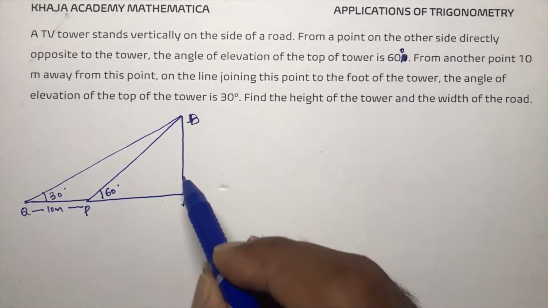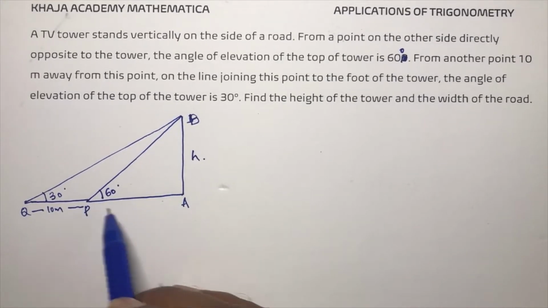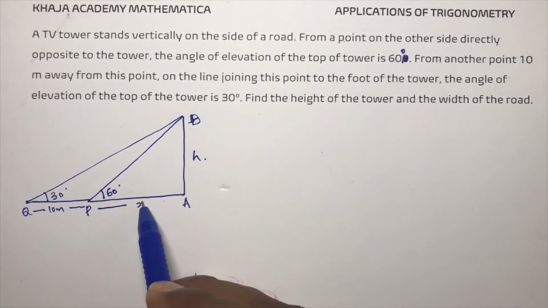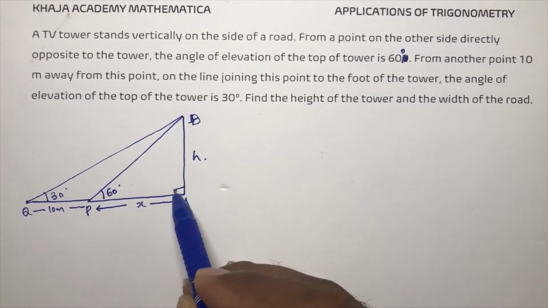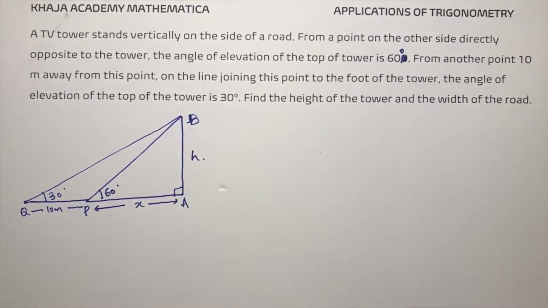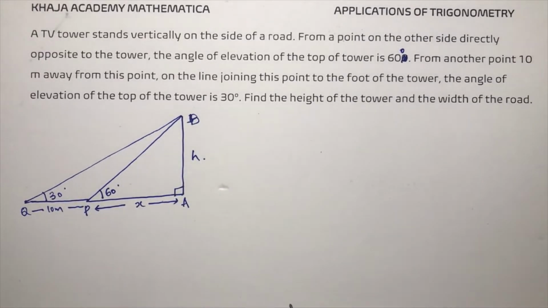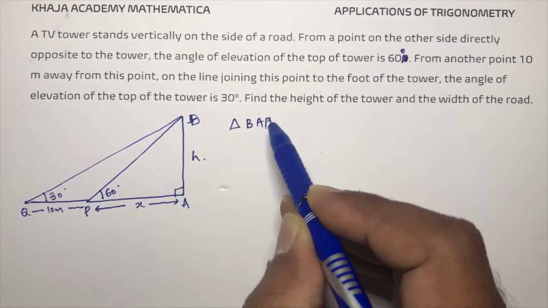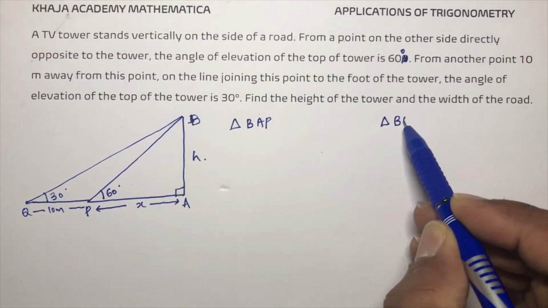The angle of elevation of the top of the tower is 30 degrees. We need to find the height of the tower, consider it as h, and the width of the road. On the other side of the road there was a point, so this is the width of the road, so we need to find this x. See, here there are two right angle triangles. The first one is triangle BAP, and one more triangle is BAQ.